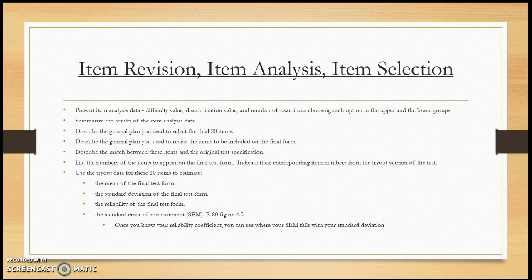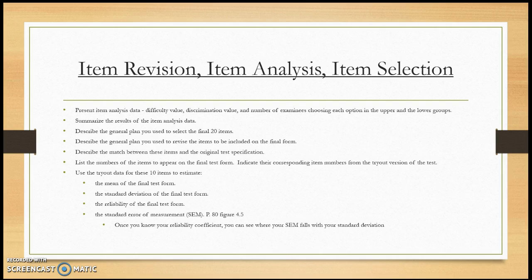Describe the general plan you used to select the final 20 items that go on your test. Now, some of you are like, I thought I could have 10 questions. I thought I could have 20 questions. You can have as many questions as you want, but you can have 10 questions and get 2 answers. So you might have a fill in the blank that has 2 answers, but it's only 1 question. So try not to be so concrete. Think outside the box. You can have 20 items and only 10 questions. Think about how you can measure what you need to measure.